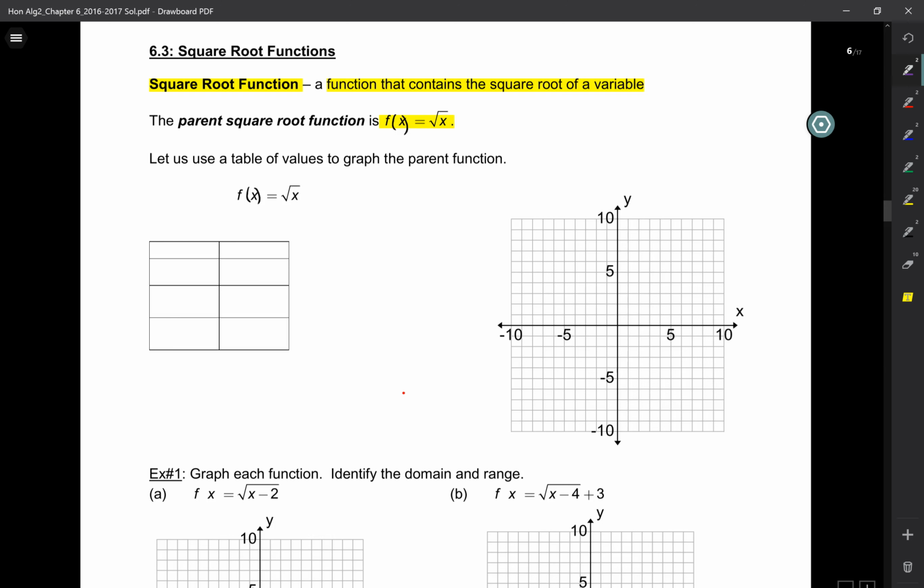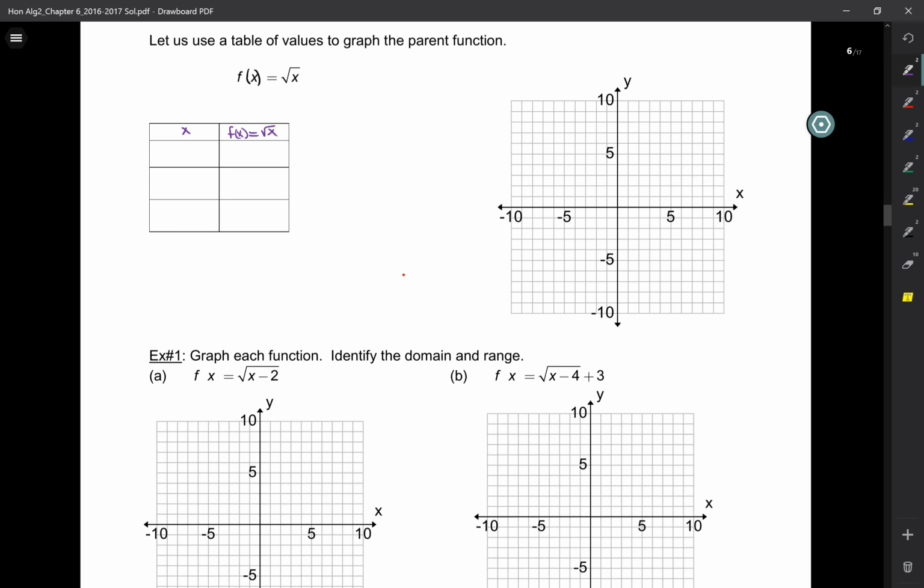So here I have x, and here I have f of x is equal to root x. All right, so I'm going to pick values for x in order to plot them, okay? Now, I've always said that when you want to pick values for x, you have to do it wisely. So you have to get some positive ones, you have to get some negative ones, and you have to get the 0.